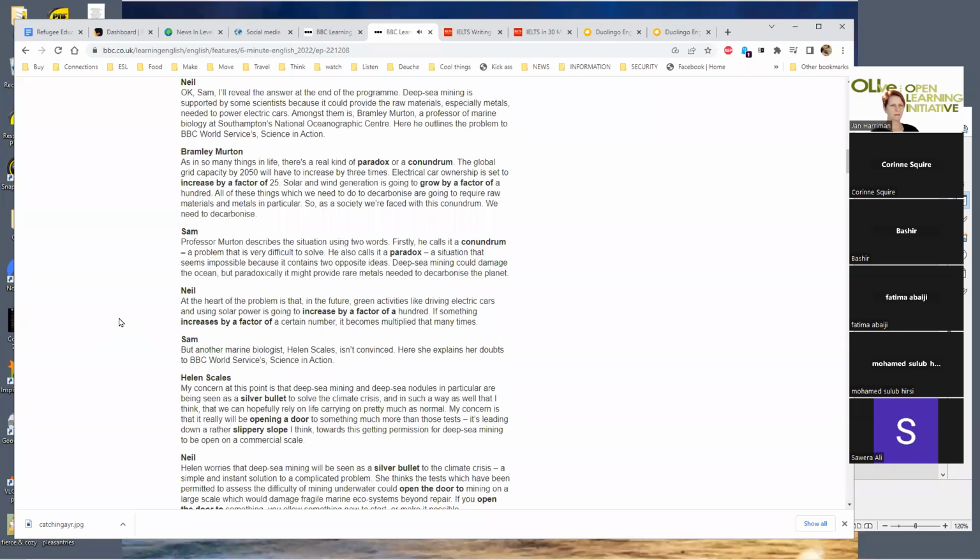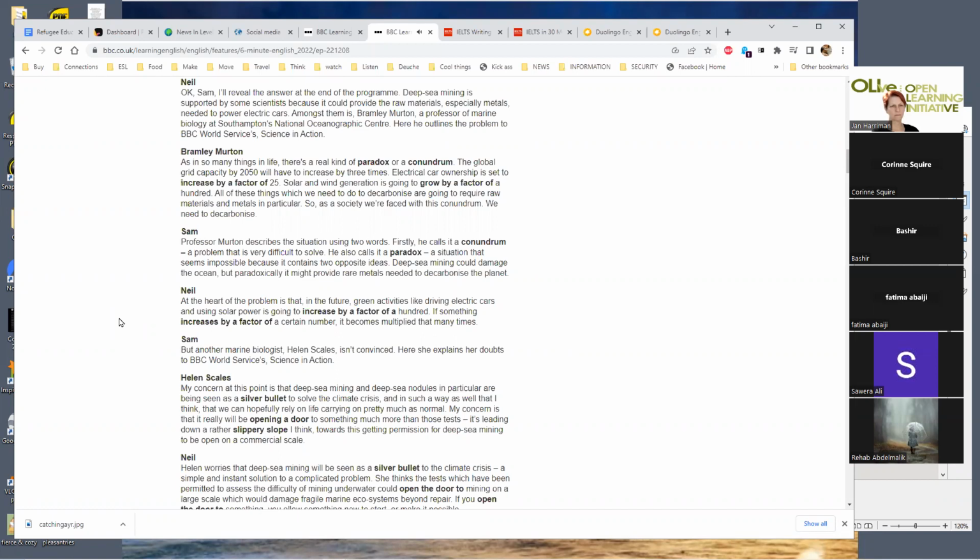As in so many things in life, there's a real kind of paradox or a conundrum. The global grid capacity by 2050 is going to have to increase by three times. Electrical car ownership is set to increase by a factor of 25. Solar and wind generation is going to grow by a factor of 100. All of these things which we need to do to decarbonize are going to require raw materials and metals in particular. So, you know, as society, we're faced with this conundrum.